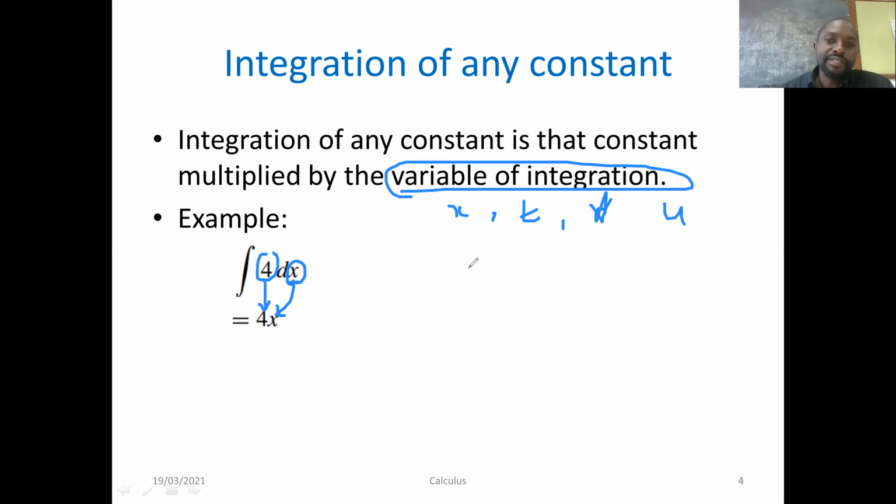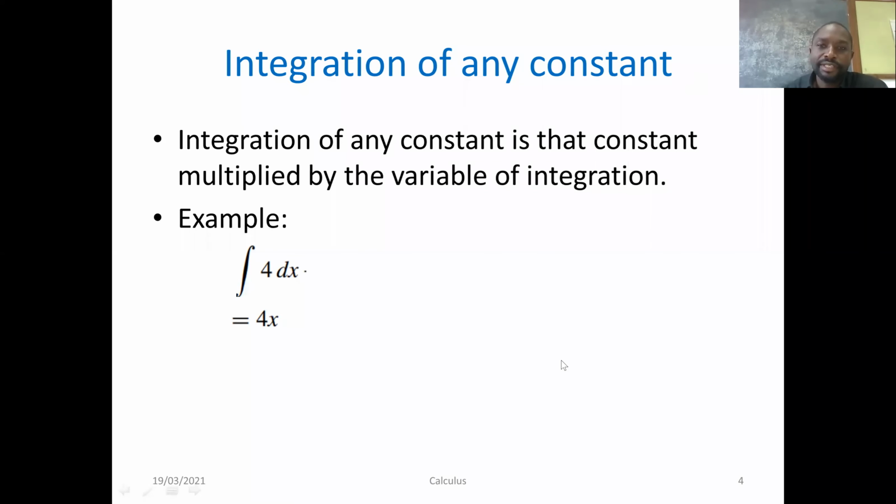You can have another one. Suppose you are asked to find the integration of 100 with respect to dt. So it will be this same constant, 100, multiplied by the variable of integration, which is t, as your final answer.